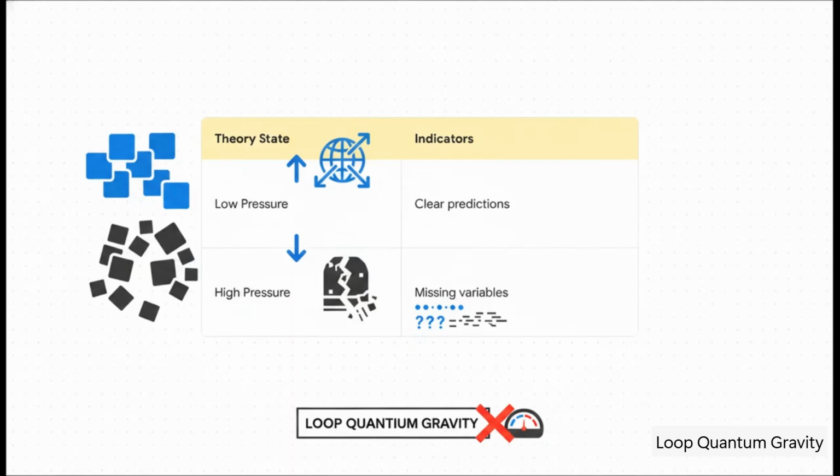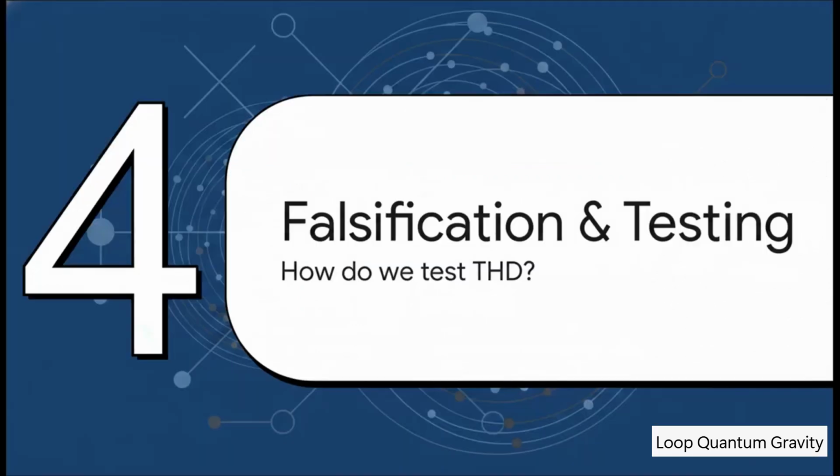So based on Kevin L. Brown's THD metrics, loop quantum gravity is currently ticking every single box in the high-pressure category. It's a theory under immense strain. Section 4. Falsification and testing parameters.